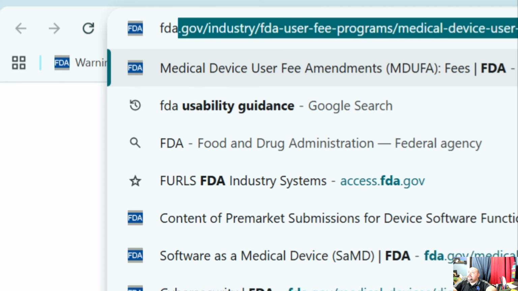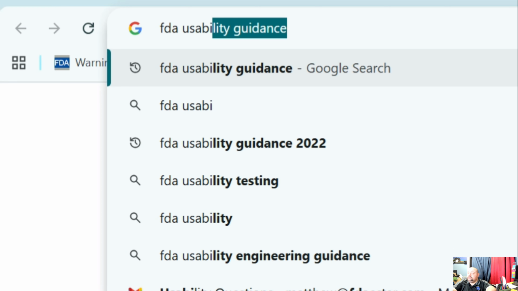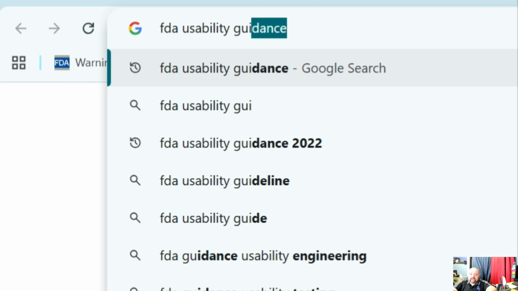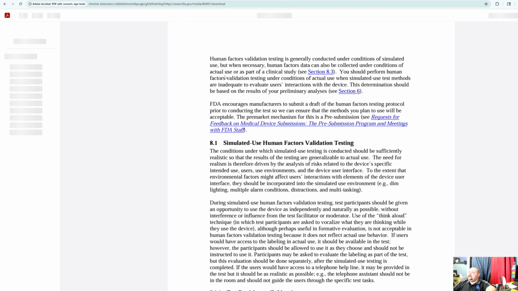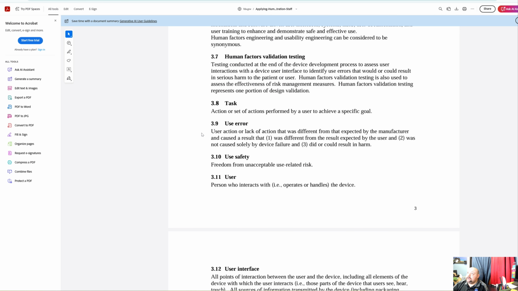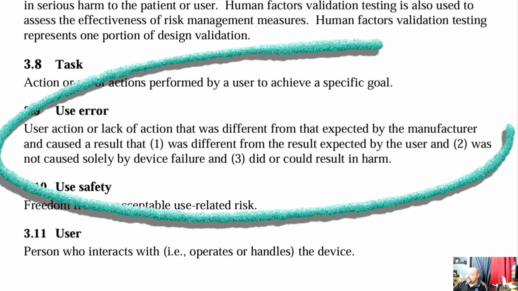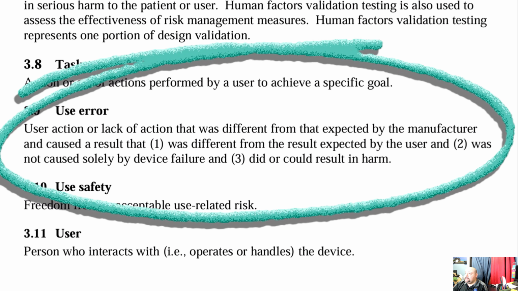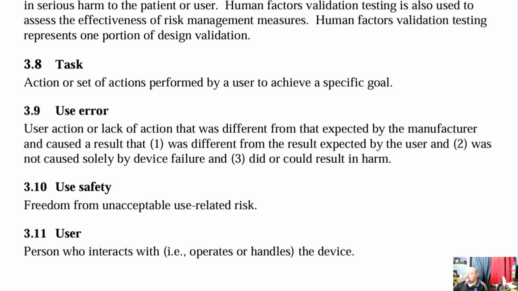Now to do that, we're going to look at the FDA's 2016 usability guidance. That one right there. Got it. Use error 3.9, page 3. A use error, according to FDA guidance, is a user action or lack of action that was different from that expected by the manufacturer and caused a result that was 1, different from the result expected by the user, and 2, was not caused solely by device failure, and 3, did or could result in harm.